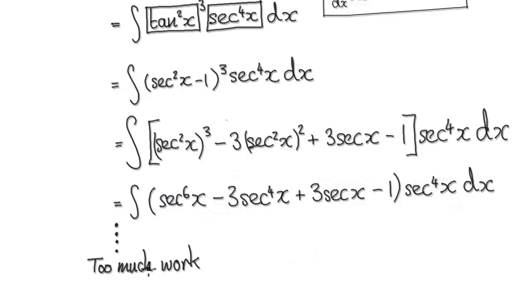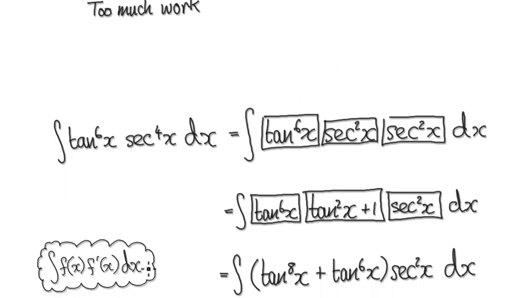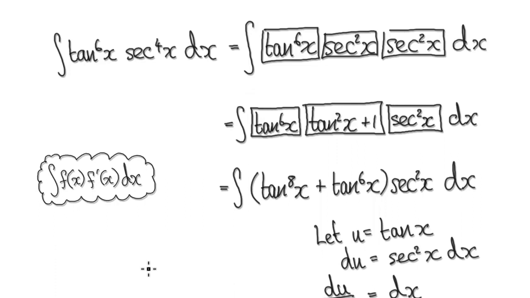So the point I'm trying to make is, rather than using the reduction formula, you should strive for something like this. Try and obtain something being the exact derivative of another thing. So rather than turning this block into secant and then using a reduction formula, try to strive for this. Try and obtain something being the exact derivative of another thing.